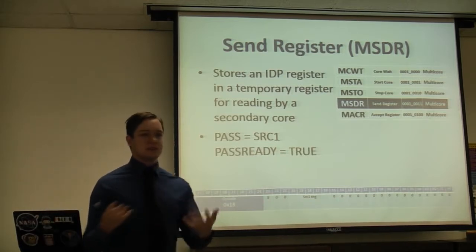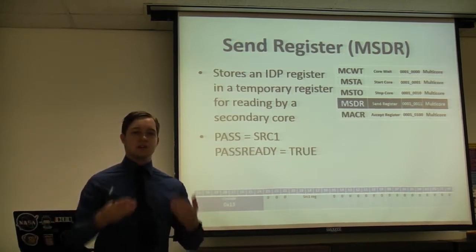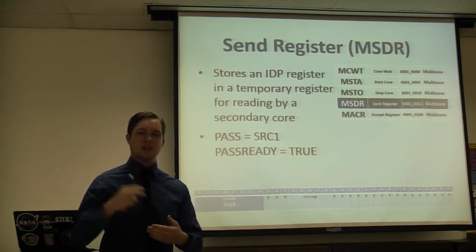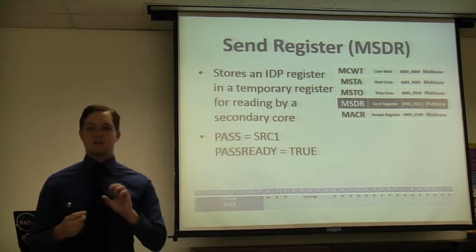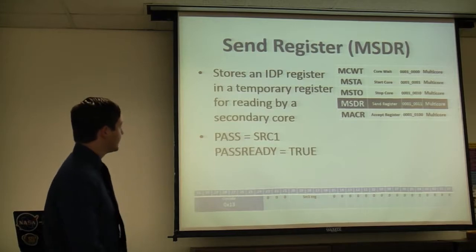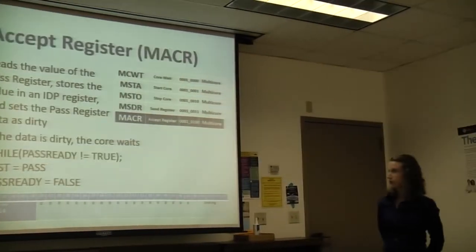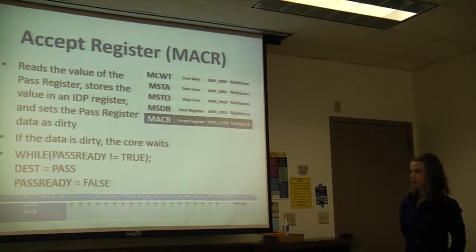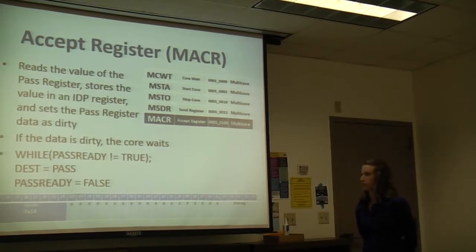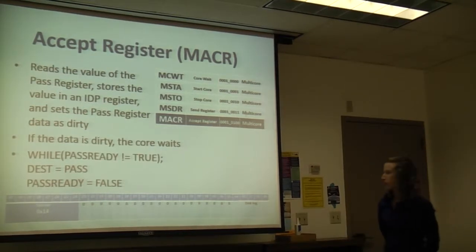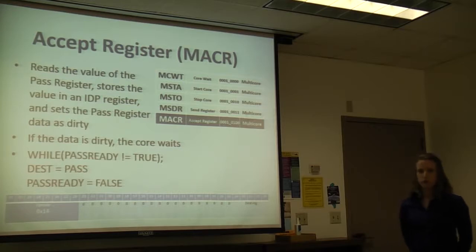With the 14th test module, we implemented it twice inside of our core. We began the second one at a different memory location and sent it its data memory location to write to. That works in conjunction with the accept register instruction, which reads the value of the pass register, stores the value in an integer register, and sets the pass register data as dirty. Our pass register can be read only once for every write, but it can be written to multiple times.